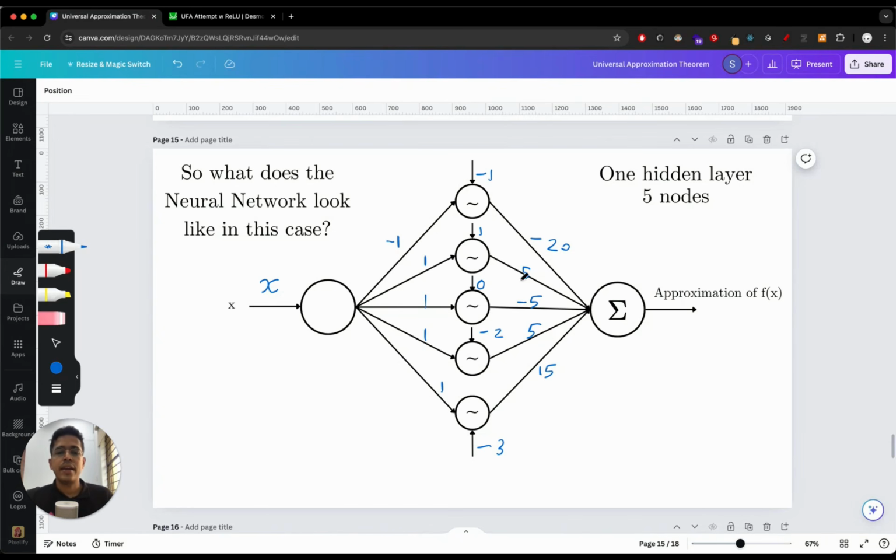Now, can we write this neural network in a functional format? Of course. So here this tilde icon, I'm just showing it to represent our activation function. Obviously, our activation function is ReLU, right? So what would be the output that is coming over here? It will be ReLU of minus x minus 1, correct? Minus x minus 1. What about the output of here? That will be ReLU of plus x plus 1.